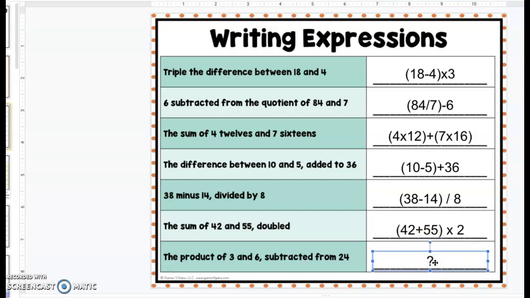Last one. The product of 3 and 6 subtracted from 24. Well, the product is an answer of a multiplication problem, so that means that I need to say 3 times 6, whatever number that is, 18, subtracted from 24. Well, I'm looking at it now, and I can't do 18 minus 24. We're not doing negatives in the 5th grade. So we're going to actually take this number, 18, and take it away from 24. So to write that sentence, it needs to be 24 minus 18.